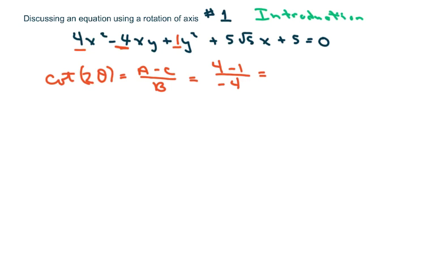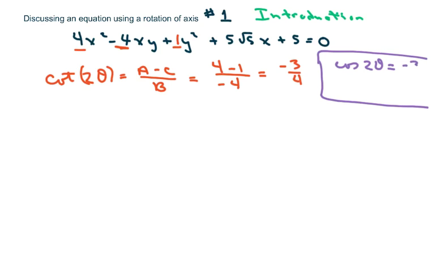And this is going to yield negative 3/4. So this is cotan of 2 theta. So cosine of 2 theta is going to be negative 3/5. We learned that in trigonometry because our triples are 3, 4, 5. This is x over y, and this is x over r, and r is your 5.